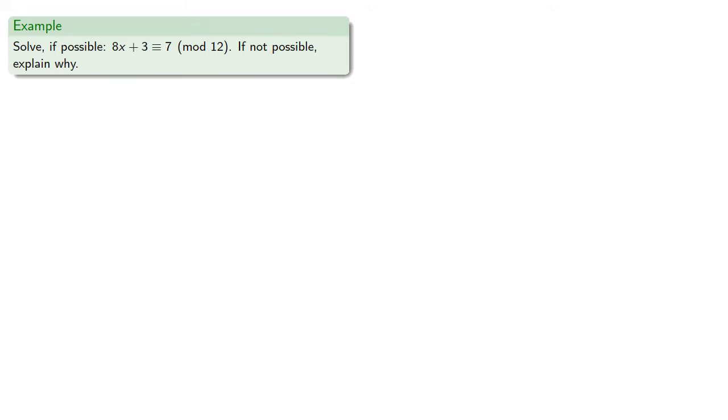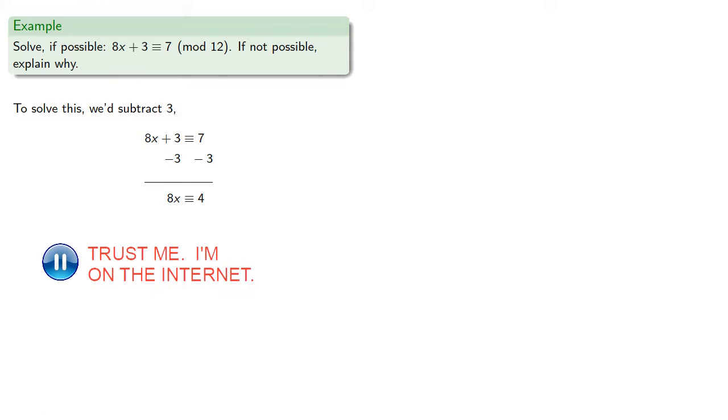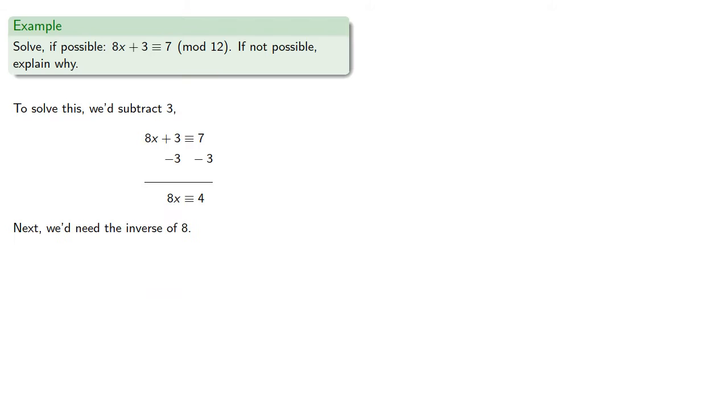So let's try to solve, if possible, 8x plus 3 congruent to 7 mod 12, and if it's not possible, we should be able to explain why. So again, to solve this, we'd subtract 3, and in this case, we'll just subtract 3 because we can do that subtraction over on the right-hand side. Next, we'd need the inverse of 8. But since the greatest common divisor of 8 and 12 is not 1, no inverse exists, so we can't solve this congruence.